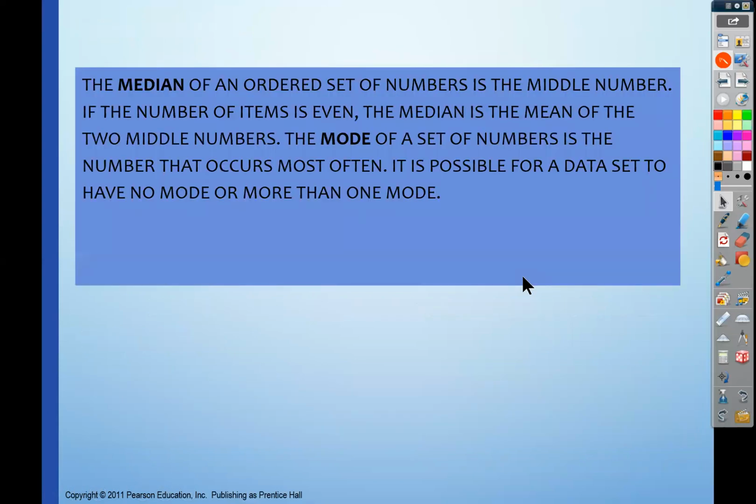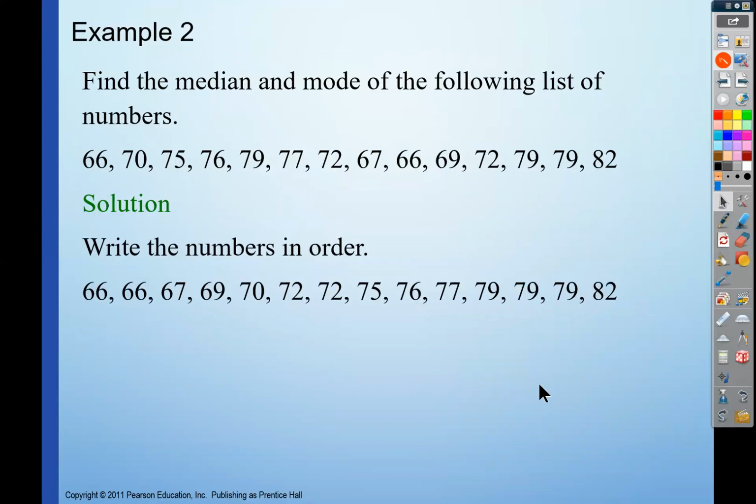The median of an ordered set of numbers is the middle number. If the number of items is even, the median is the mean of those 2 middle numbers. So basically, if you have an even amount of numbers, you take the average of the 2 center numbers. The mode of a set of numbers is the number that occurs the most often. It's possible for a data set to have no mode or more than one.